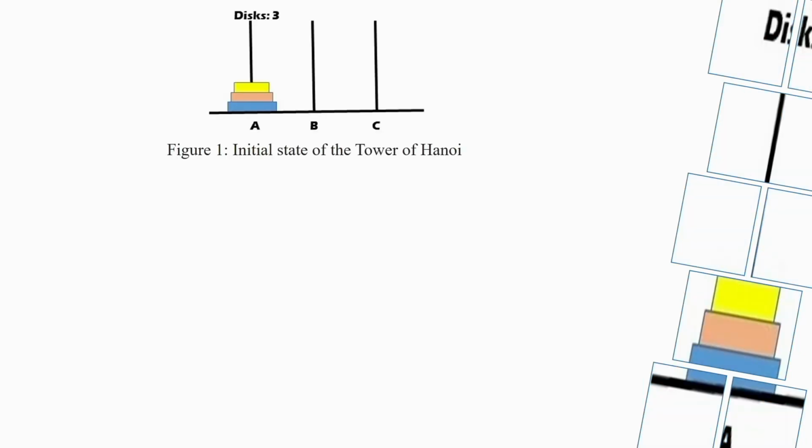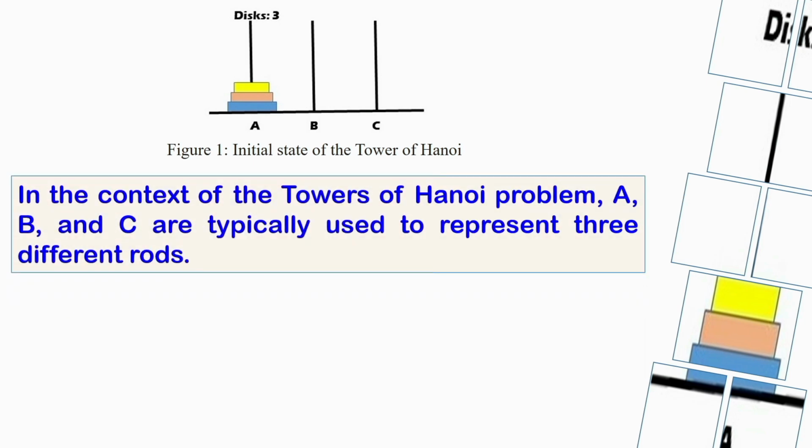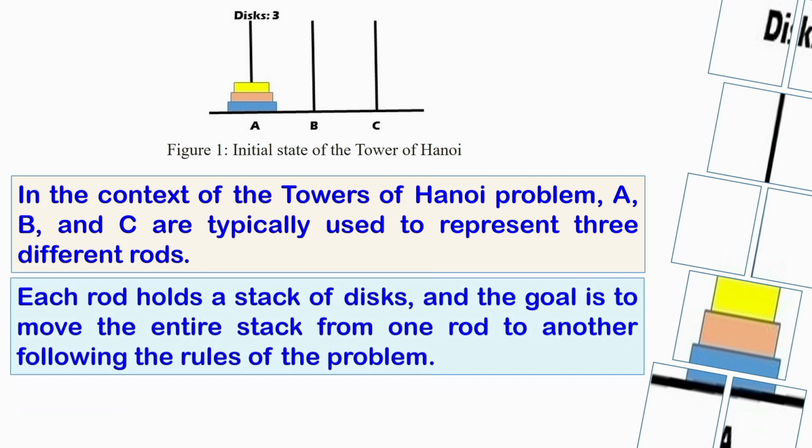So figure 1 shows the initial state of the Tower of Hanoi. In the context of Towers of Hanoi problem, A, B and C are typically used to represent three different rods. Each rod holds a stack of disks and the goal is to move the entire stack from one rod to another following the rules of the problem. In solving the Towers of Hanoi, rods A, B and C symbolize the puzzle's dynamic components, guiding us to transfer disks following the specified rules.